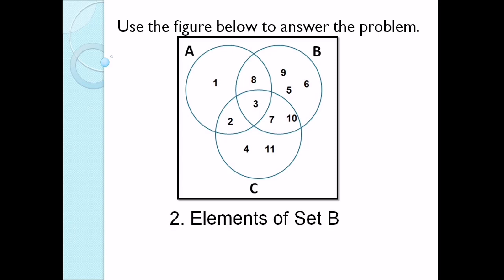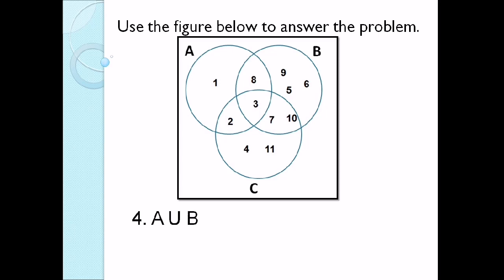How about set B? Look at the other circle. What are the elements of set B? 3, 5, 6, 7, 8, 9, and 10. Got it? Number 3, elements of set C. In the lower circle, what are the elements? 2, 3, 4, 7, 10, 11.